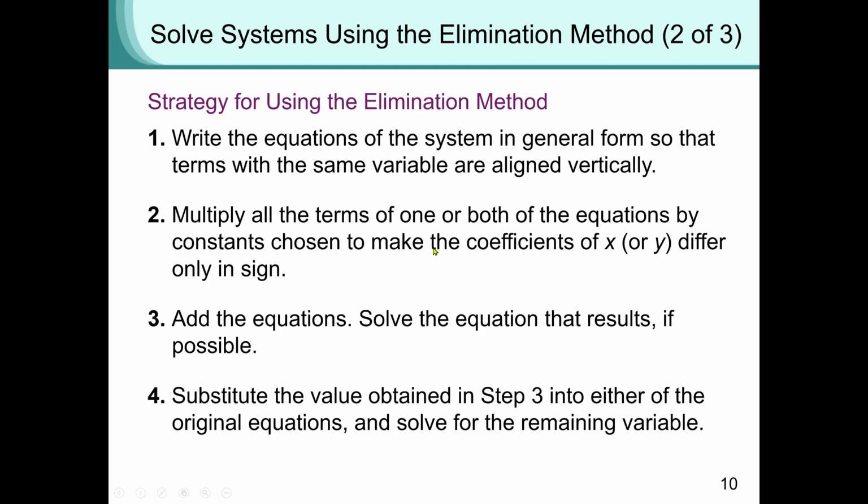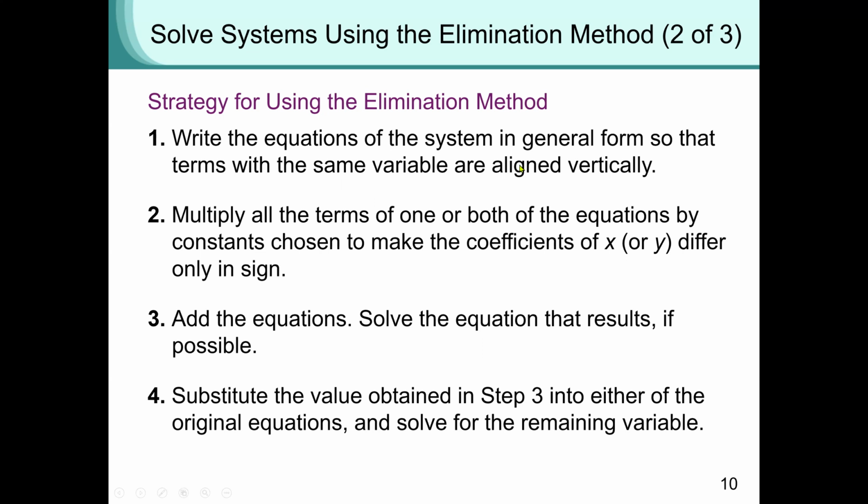I think the best way is for us to see an example. Before that, let's look at the strategy. First, we write the equations of the system in general form. When we say general form, for example, 2x plus y equals 10 is in general form. But y equals 2x plus 1 is not in general form. General form means all the variables and coefficients are on the left side of the equal sign, and only the constant is on the right side.